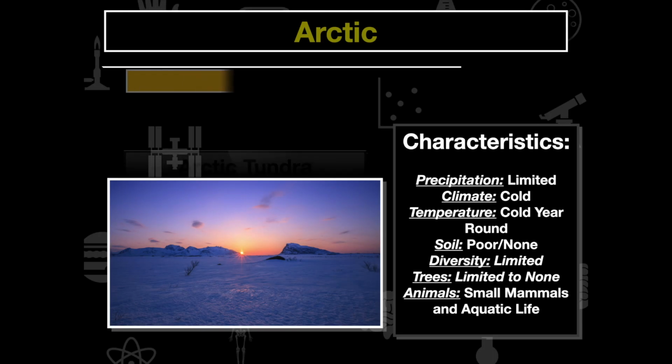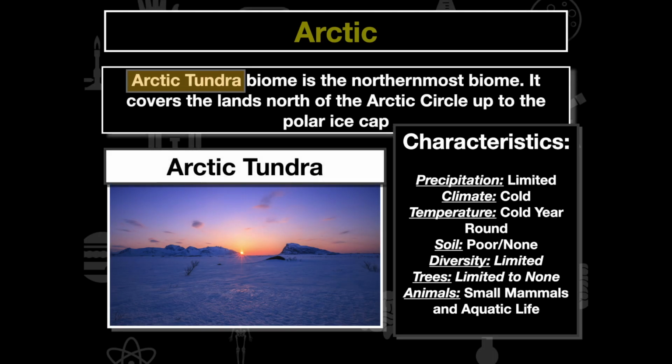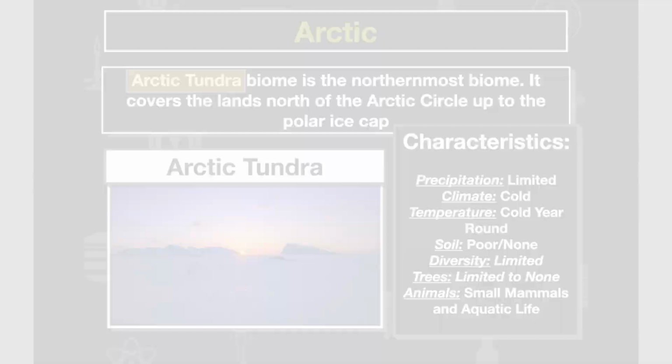Now lastly, we're going to see the Arctic tundra, and this is a biome in the northernmost part of the Earth. What we can see here is precipitation is going to be limited, climate is going to be cold, and temperature is going to be cold year-round. There's going to be poor to no soil, and diversity therefore is going to be limited. We're going to see limited amounts of trees, almost none. And we're going to see small mammals and then mammals within the aquatic ecosystems that surround that Arctic tundra.